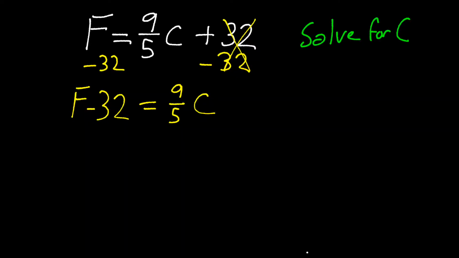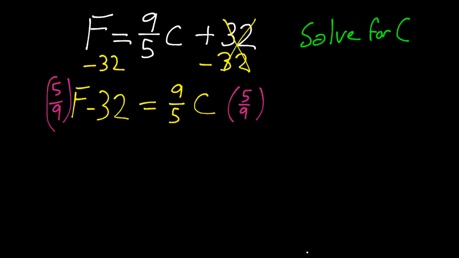Now, I still want to get c all by itself. To do that, I'm going to have to get rid of 9/5. Now, there's a couple different ways we could do this, but the easiest way is to multiply both sides by the reciprocal of 9/5. So the reciprocal would mean flipping the fraction, and we're going to have 5 over 9 being multiplied on both sides.